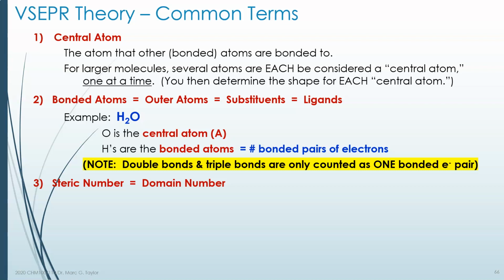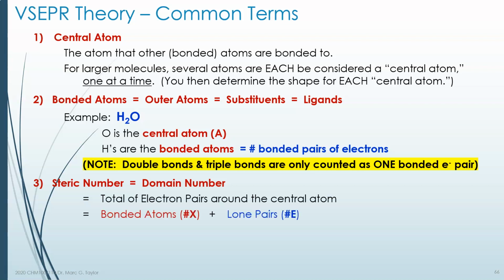Looking at double and triple bonds in their own right is more advanced, and we won't be covering it in this course. Steric number, or domain number, is just the total number of electron pairs. Again, we're only counting double bonds and triple bonds as single bonds. It's the total number of electron pairs around a central atom. And the way to count that easily is just add up all the bonded atoms to the central atom, because each one of those will be bonded by a pair of electrons, and any remaining lone pairs on the central atom. So we add those up.